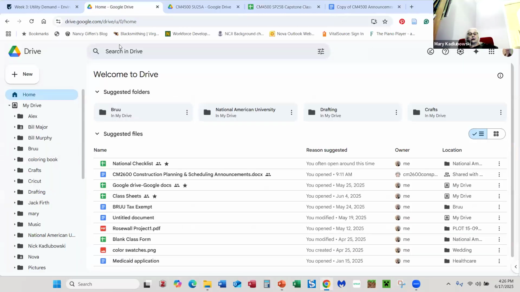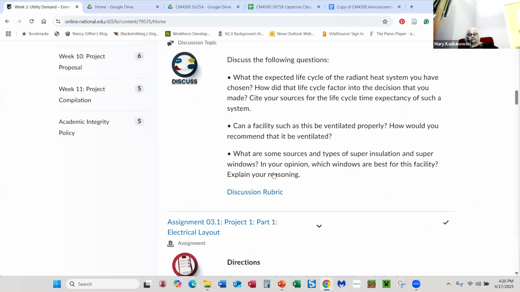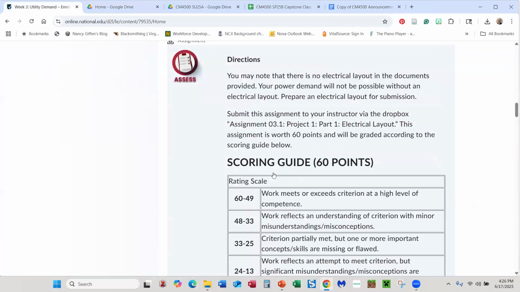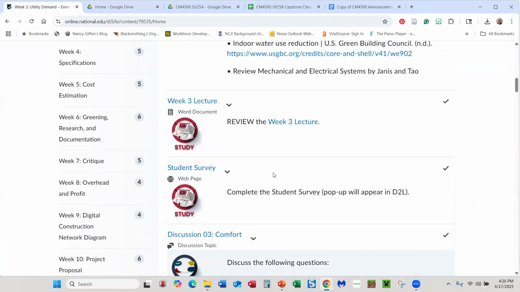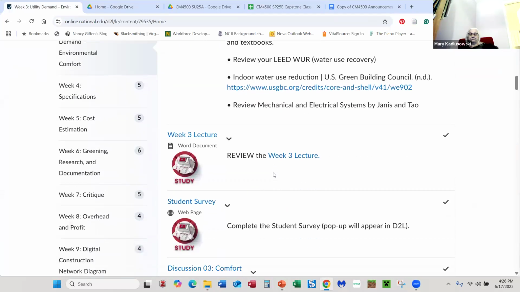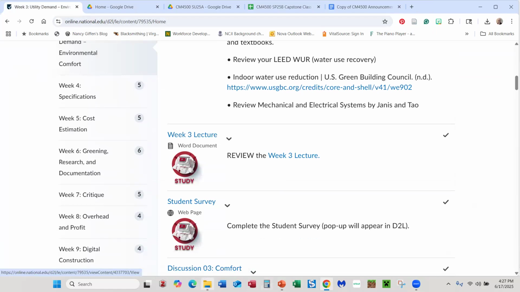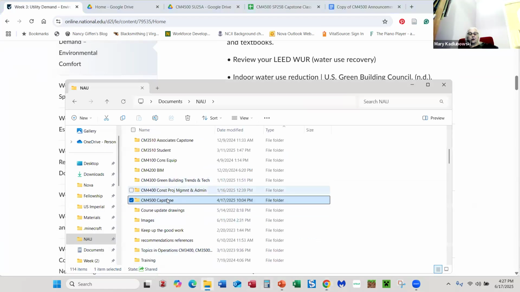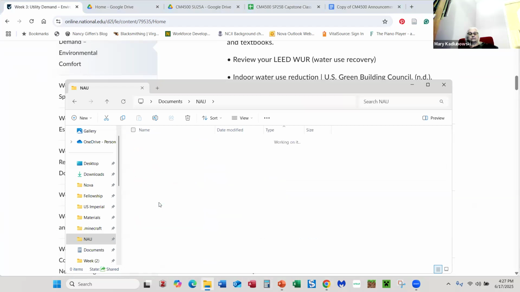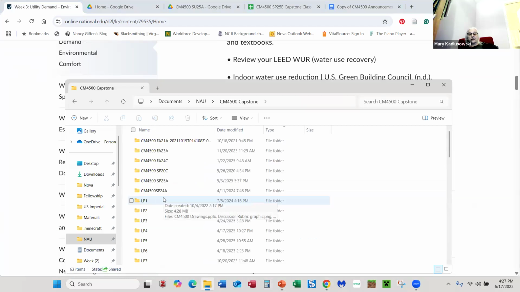So the second part, where is that? The demand, electrical demand. Is that what you mean? Yeah. I got another piece I want to open up. That will be probably in here.